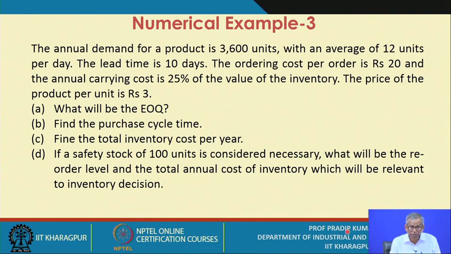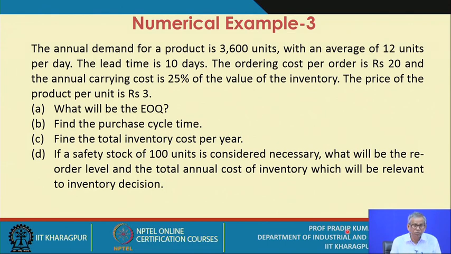Find the purchase cycle time. Find the total inventory cost per year. If a safety stock of 100 units is considered necessary, what will be the reorder level and the total annual cost of inventory, which will be relevant to inventory decisions.